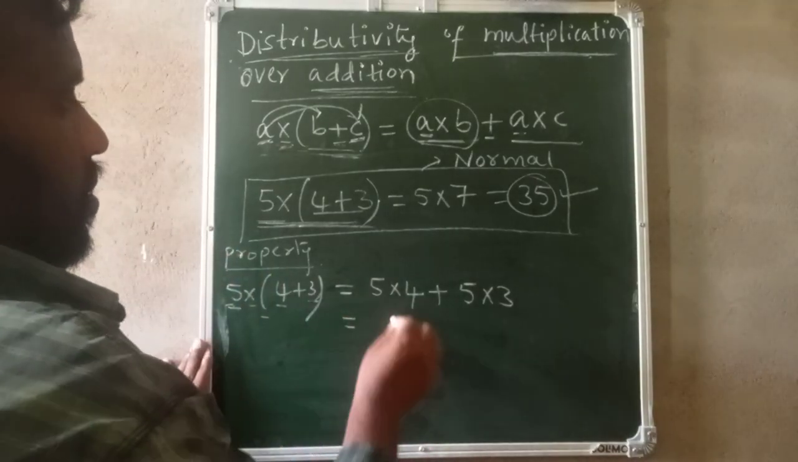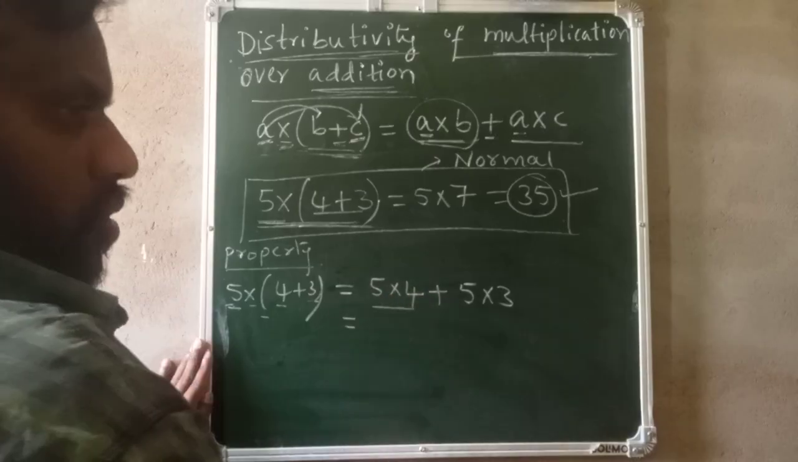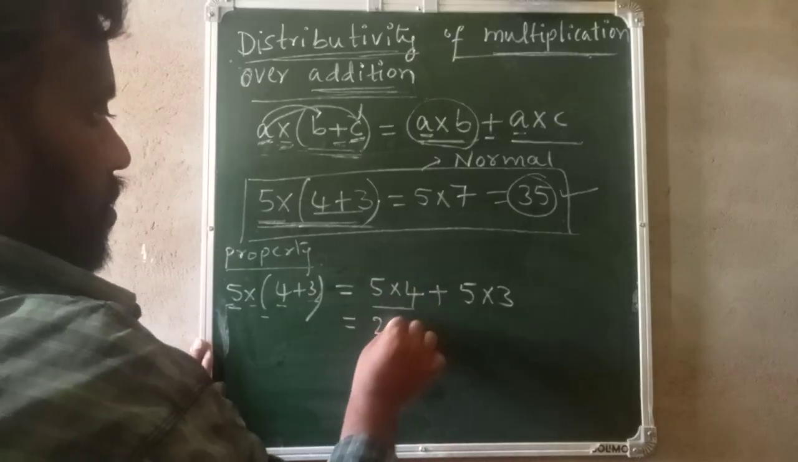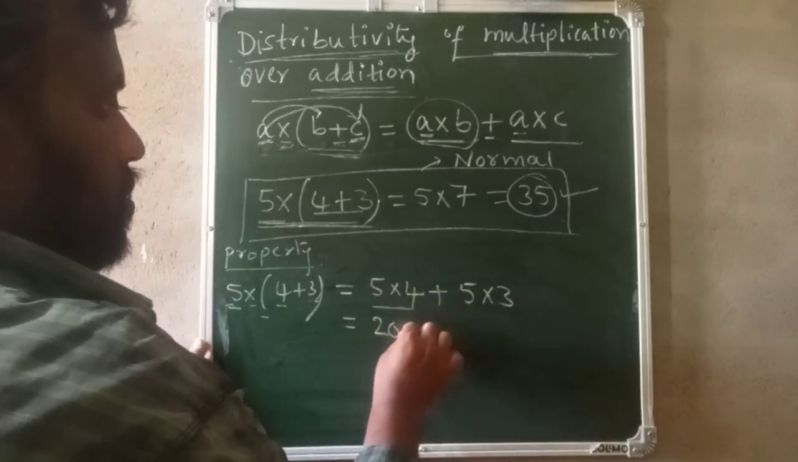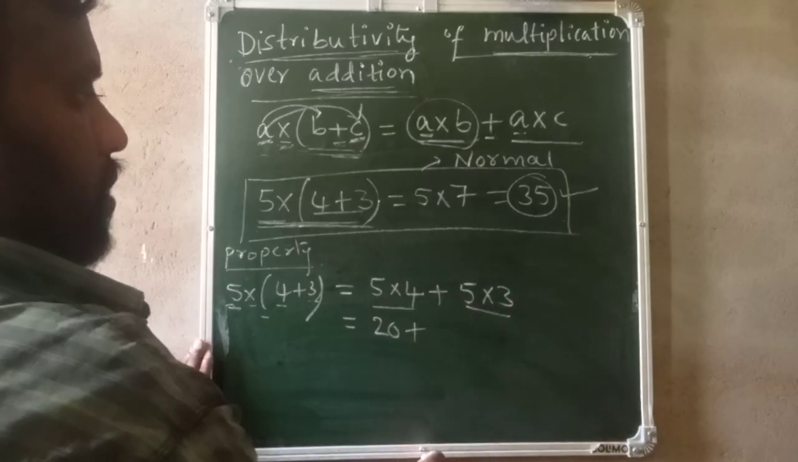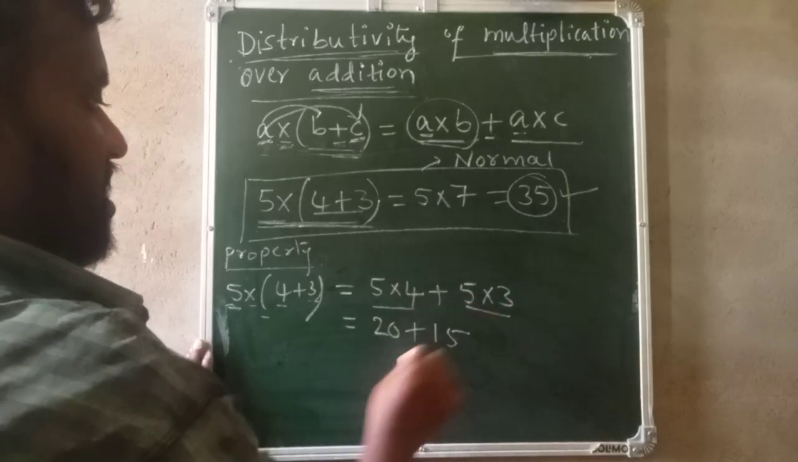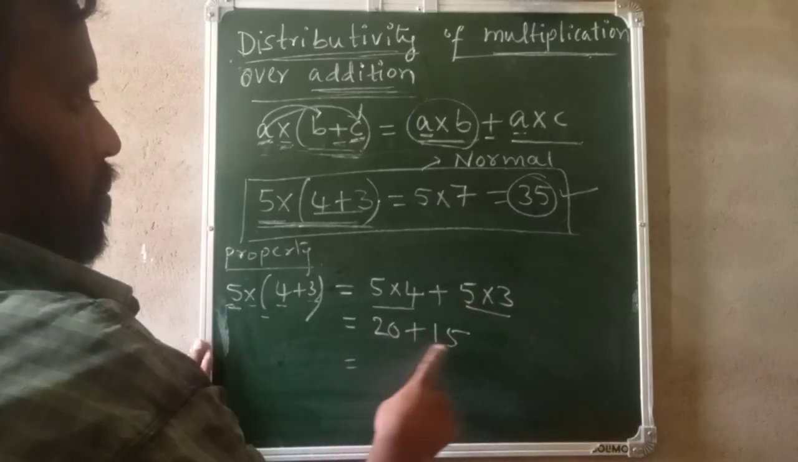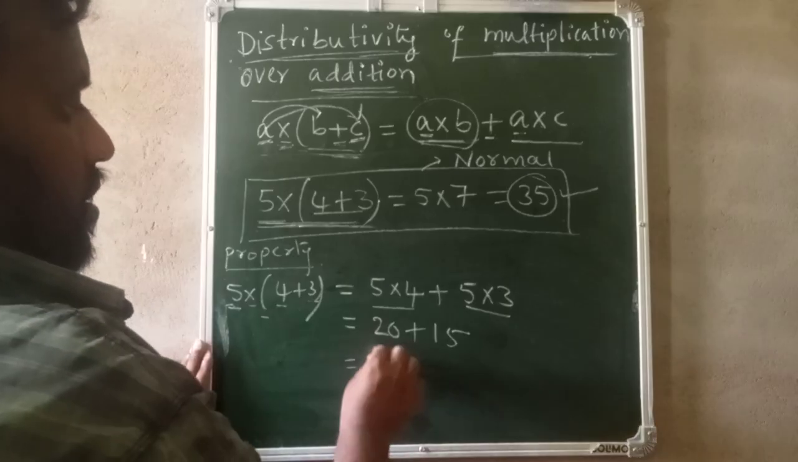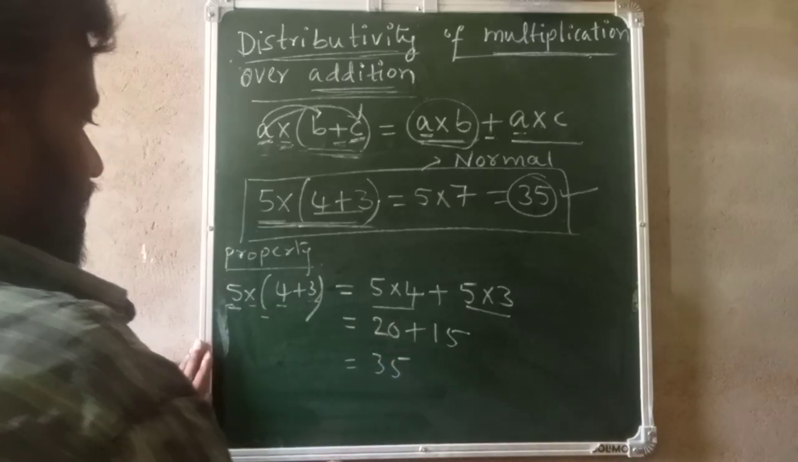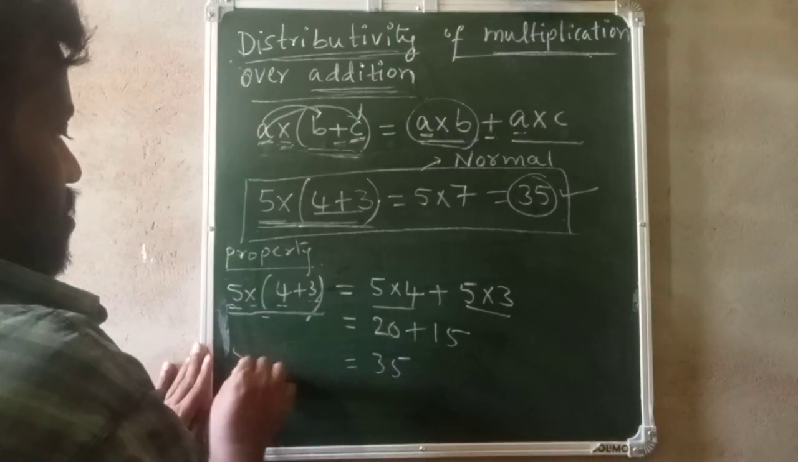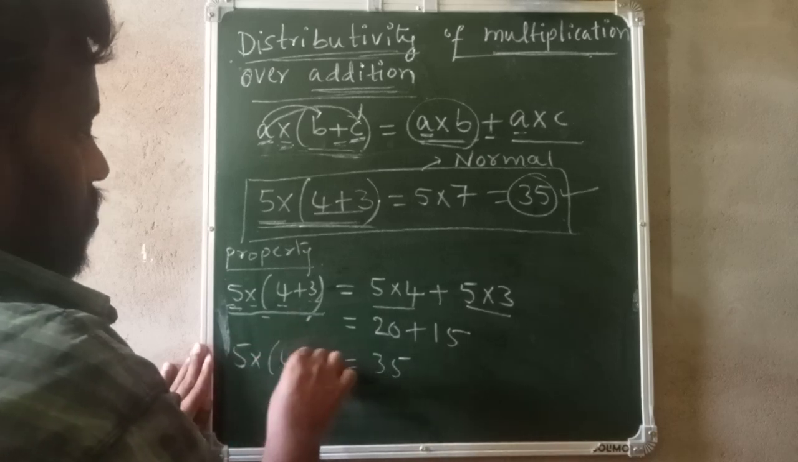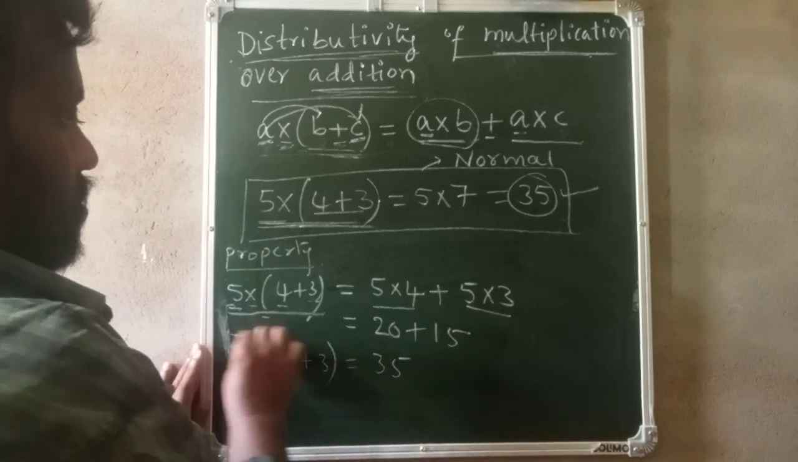Now that is equal to 5 into 4, 5 4s are 20, plus 5 into 3, 5 3s are 15. Now 20 plus 15, that is 35. So write this as it is: 5 into (4 plus 3) is equal to this.